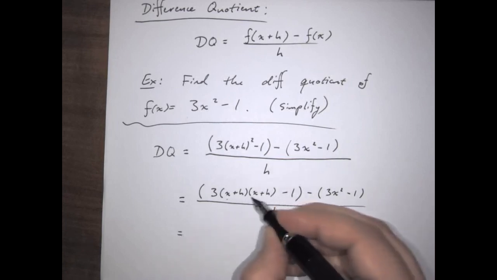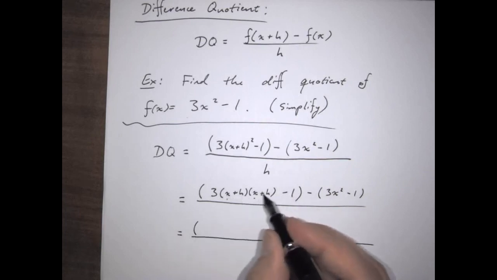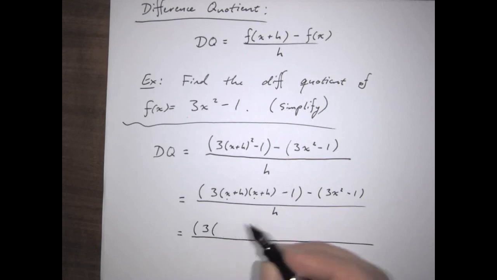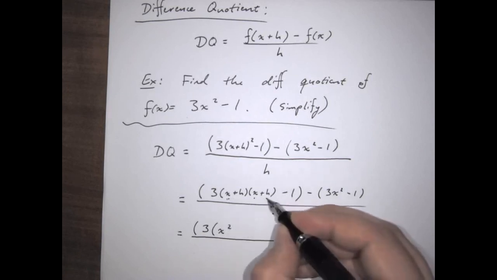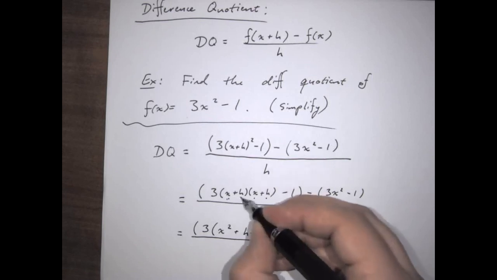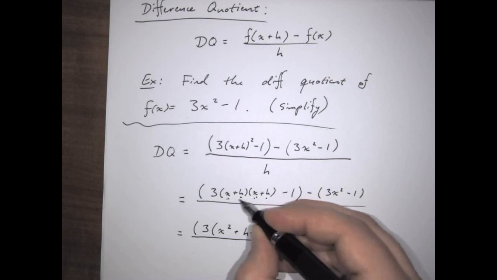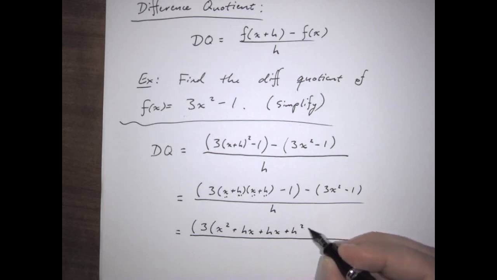Now here we're going to have to do the classic foiling dance where we multiply first with first, first with second, second with first, second with second. So we're going to have 3 times. Now it's going to be x times x, which is x². Then first with second, so it's going to be x times h, which is going to be hx. Then second with first, which is going to be h times x. And then second with second, which is going to be h times h, for h².